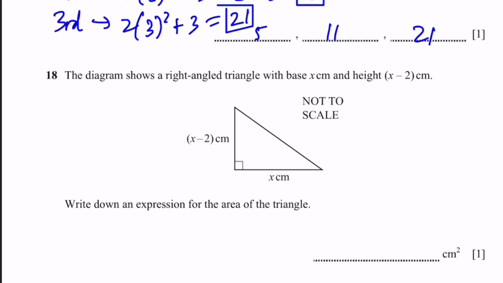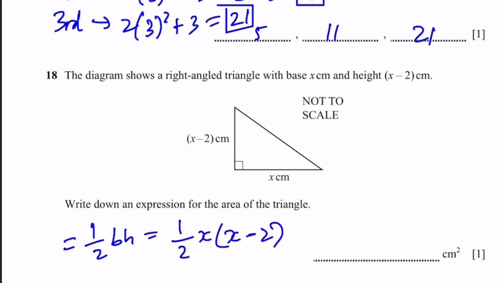Question 18. The diagram shows a right angled triangle with base x centimeters and height x minus 2 centimeters. Write an expression for the area of the triangle. The area will be half BH, which will be half into base, which is x, into height, which is x minus 2. So that's simply half x into x minus 2 centimeters squared.